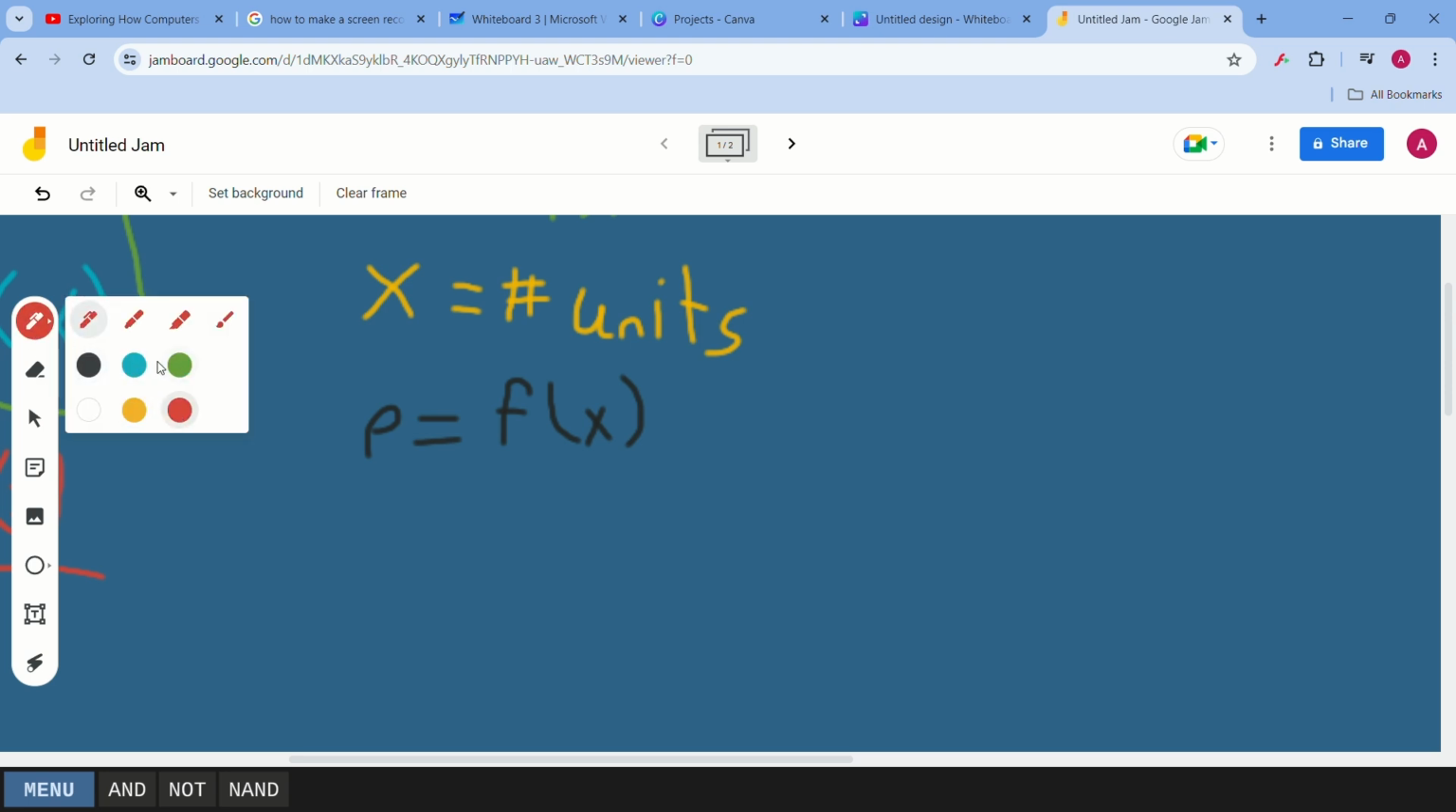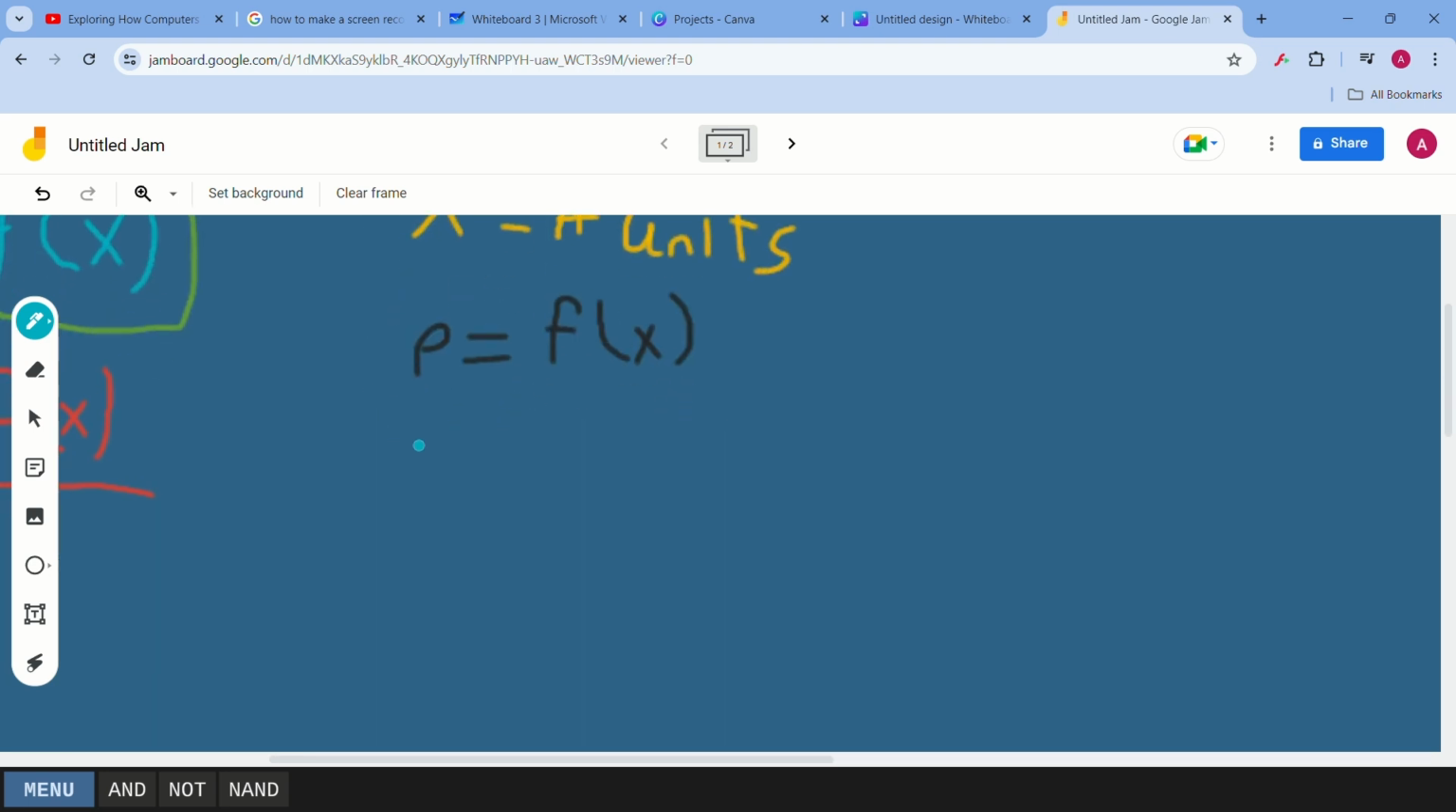Okay, what should I write? x equals, not f of, g of n.